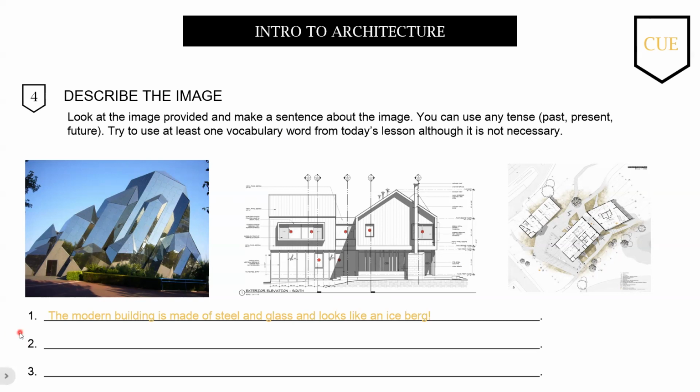Part number 2, there was no vocabulary word here that I used, but it is present tense. Number 2, what is this drawing? It is an elevation. It is also an exterior elevation. So they give you these 2 words right here. The exterior elevation shows me that there are 4 windows on the 2nd floor.